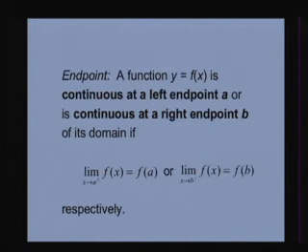Now, for an endpoint, a function y equals f of x is continuous at a left endpoint a, or is continuous at a right endpoint b of its domain if the limit as x goes to a from the positive side of f of x is f of a, or the limit as x goes to b from the negative side of f of x is equal to f of b, respectively.